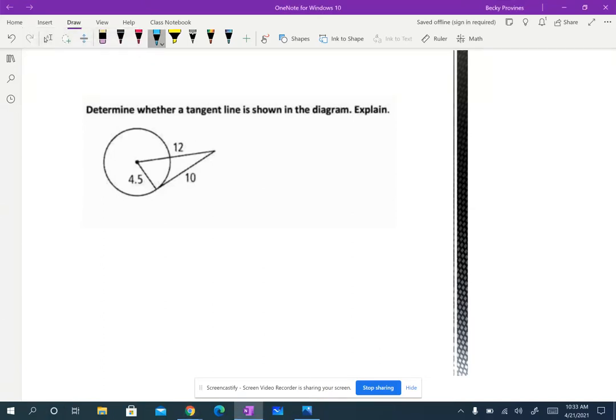We're going to go ahead and finish up 2 examples. We're going to determine whether or not this line is tangent. Okay, so we're going to have to use the converse to the Pythagorean theorem to determine if this is a right angle. Okay, so we don't know if it is. We're going to say this 12 is this entire length. So 12 is the hypotenuse. Now this is a question mark. We don't know if that is true.